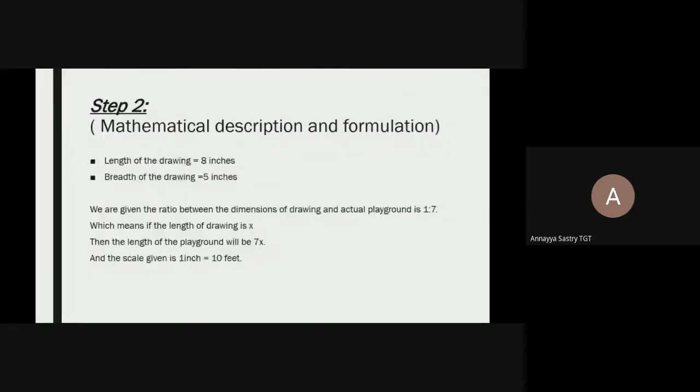Now the length of the drawing is 8 inches and the breadth is given as 5 inches. So we are given the ratio 1:7, meaning the drawing and the playground are in the ratio 1:7. If we take the drawing length as x, then the length of the playground will be 7 times x. The length here is 8 inches and the breadth is 5 inches, and the scale is also given here: 1 inch equals 10 feet.